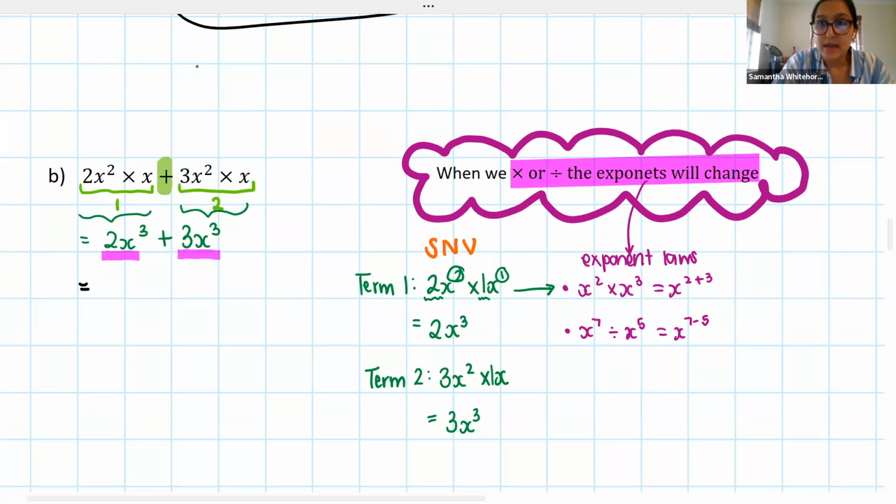Remember, when I add like terms, the exponent doesn't change. I'm taking 2x cubed and I'm adding another 3x cubed. So I end up with a total of 5x cubed. So when we add or subtract, the only value that changes is the coefficient, the number in front of my variable. My actual variable and exponents don't change at all.